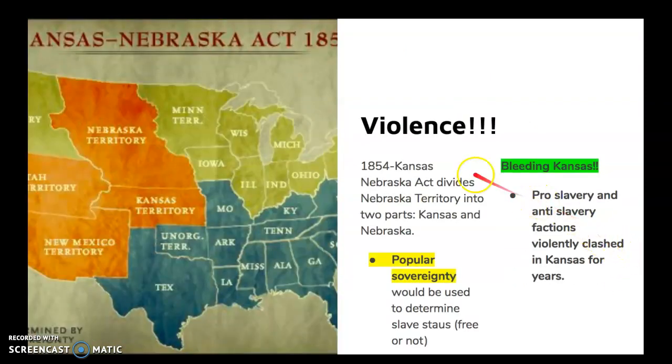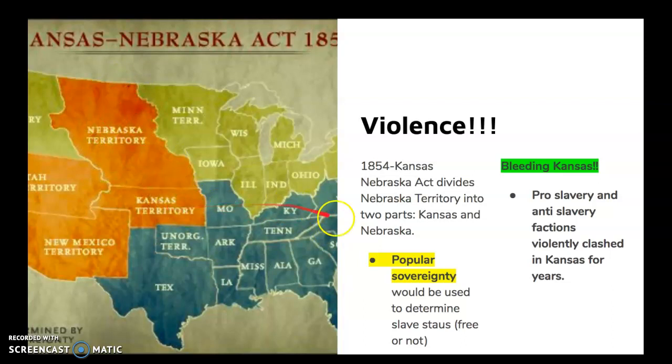All right. So here we got the big V word in here, violence. We're going to start seeing escalating or increasing violence in the country around this time. So in 1854, the Kansas-Nebraska Act divides Nebraska Territory, which was all this area that I'm circling right here, into two parts, Kansas and Nebraska. We see Nebraska up here, which also has the Dakotas and I think part of Montana in it, and Kansas is down here.